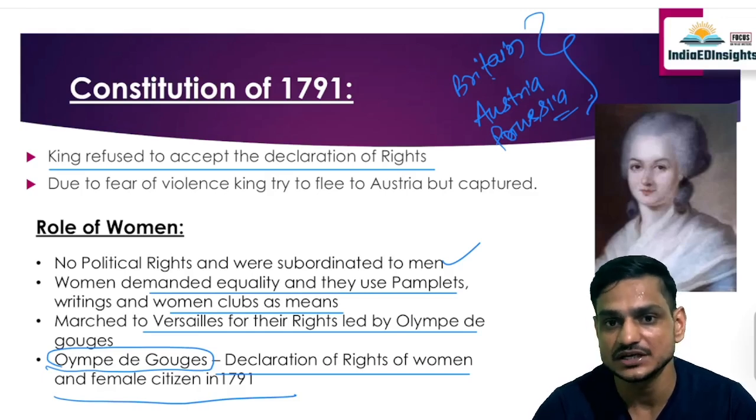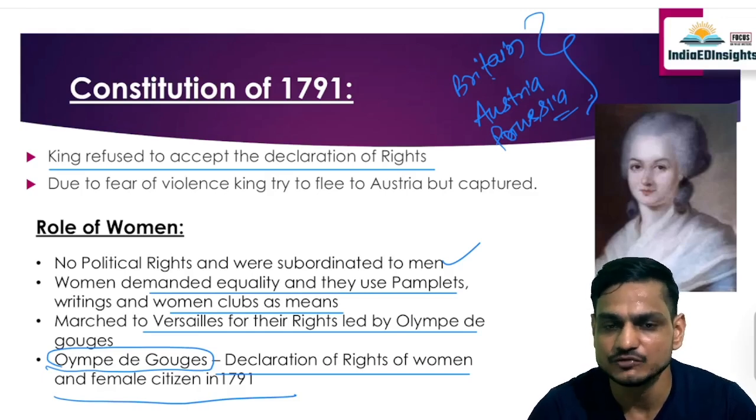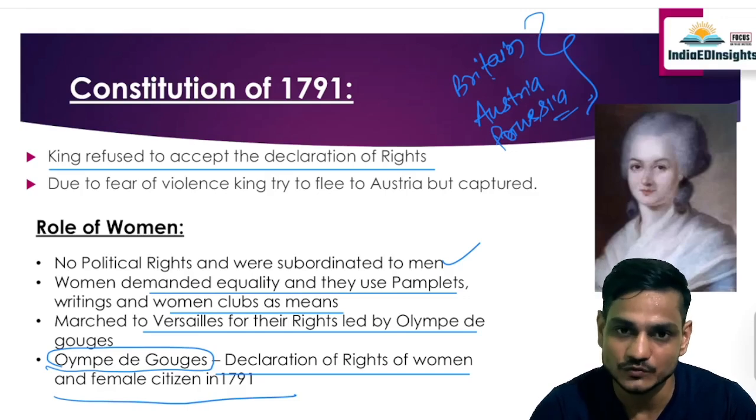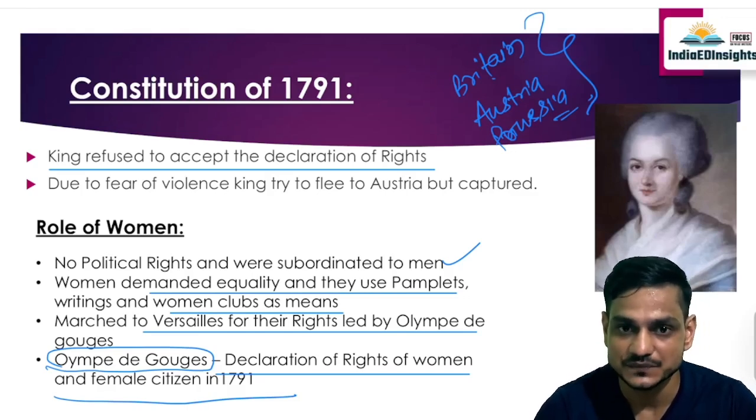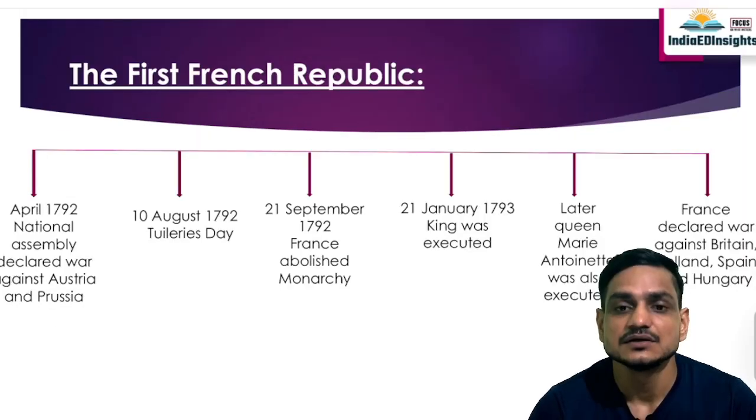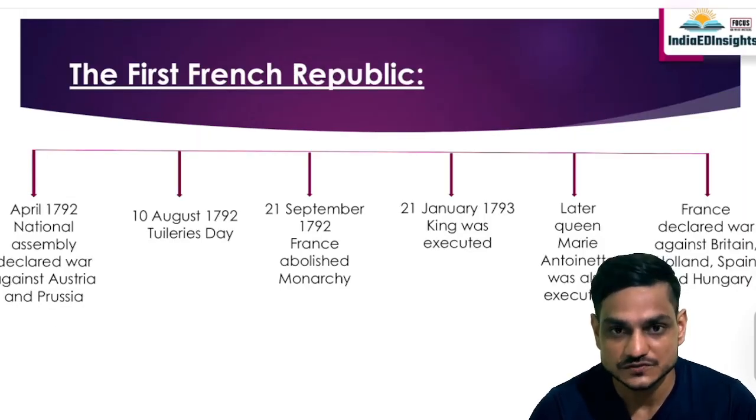So these were the important things related to the role of women. You do not have to worry. No one will ask more than that. This is more than sufficient regarding women. Next, what happened after the Constitution of 1791?